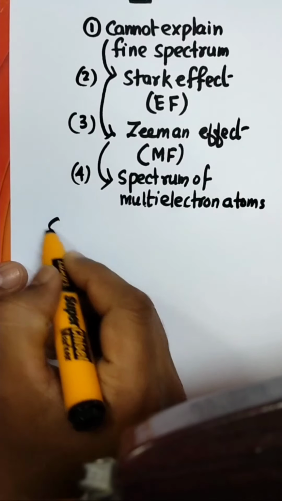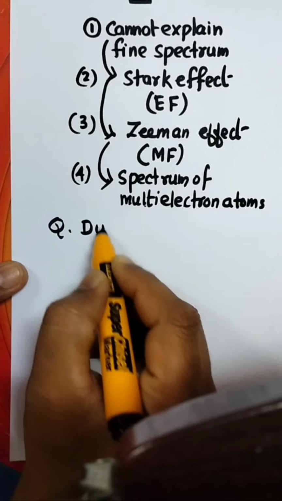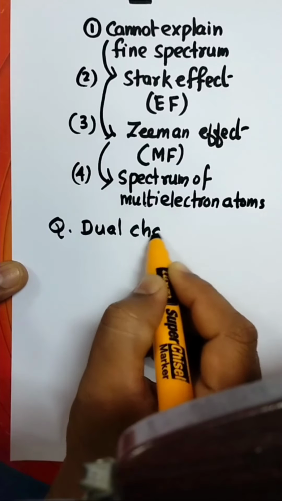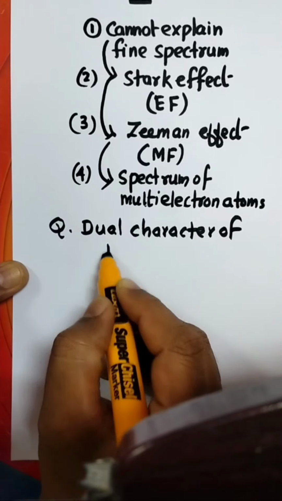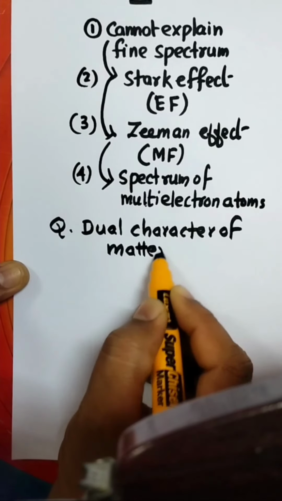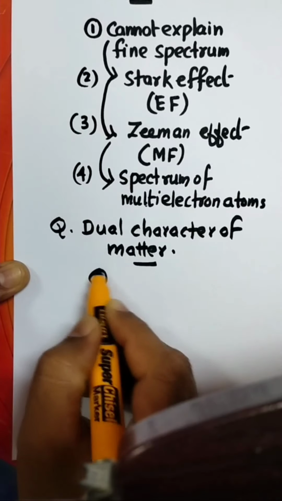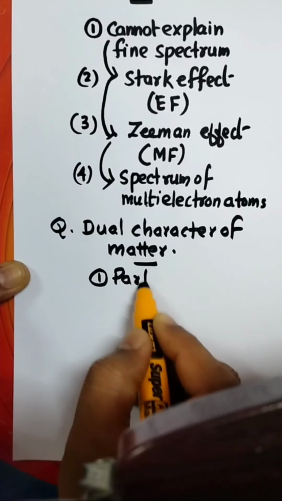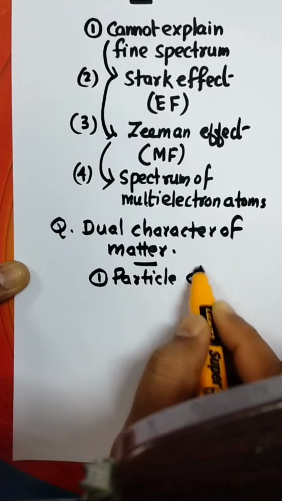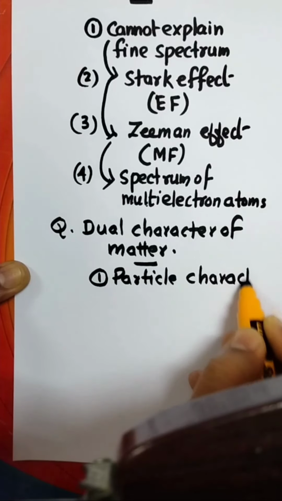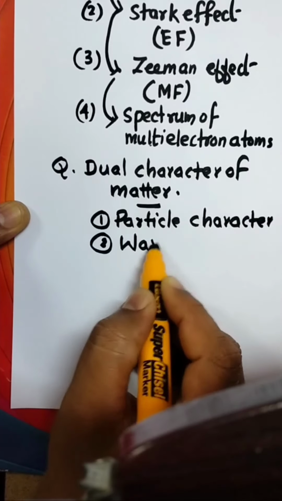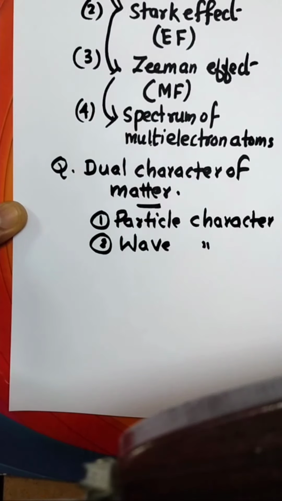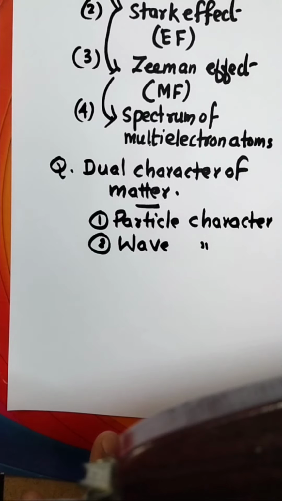Next question. Dual character of matter. Matter shows two characters. The first one is particle character. The second one is wave character. These are the dual character of matter, particle character and wave character.